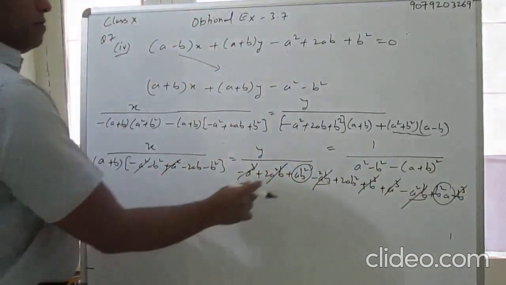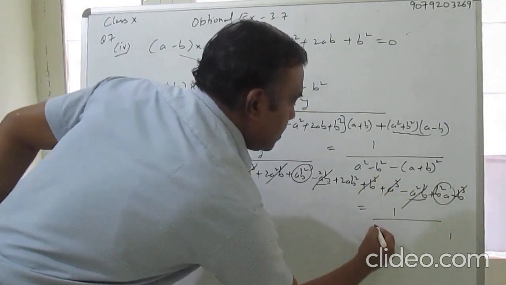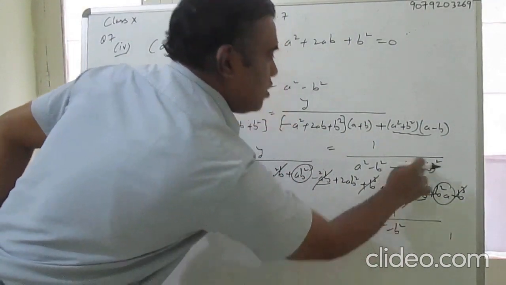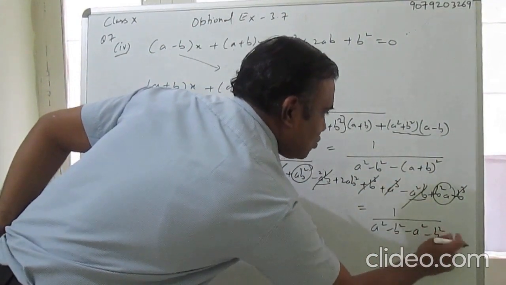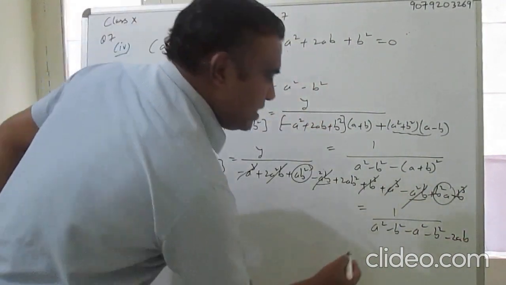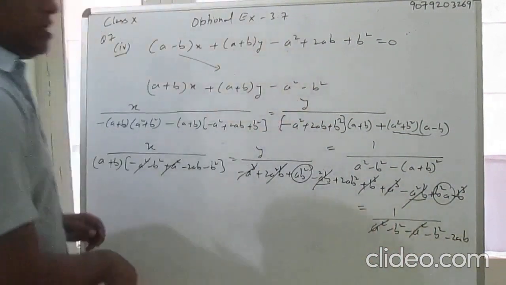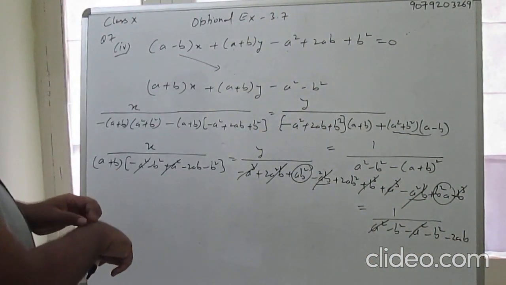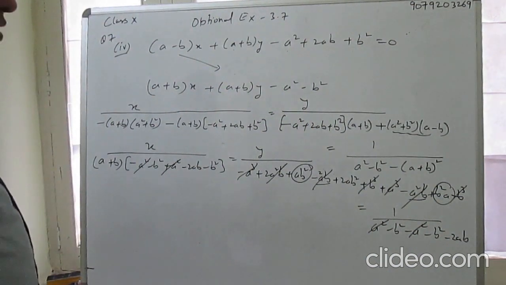These two cancel out with this. Now constant term 1 upon a square minus b square, use the identity a plus b whole square minus a square minus b square minus 2ab. Here you can see that this is cancelled out. A square and a square is cancelled out. A square and a square is cancelled out.